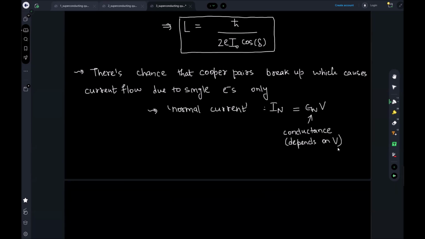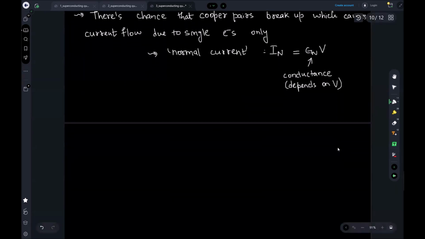Now, apart from Is and In, there's also a third contribution to the junction current, which is due to the capacitance. So notice that the Josephson junction consists of two blocks of superconductors separated by a thin insulating barrier. So as you know, such a structure often leads to a capacitance. So the Josephson junction also has a displacement current flowing through it because of the presence of this capacitance.